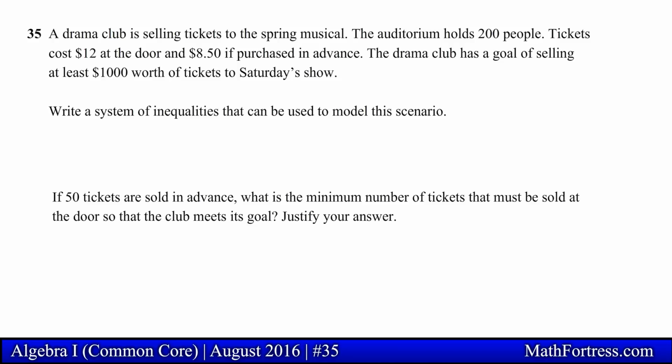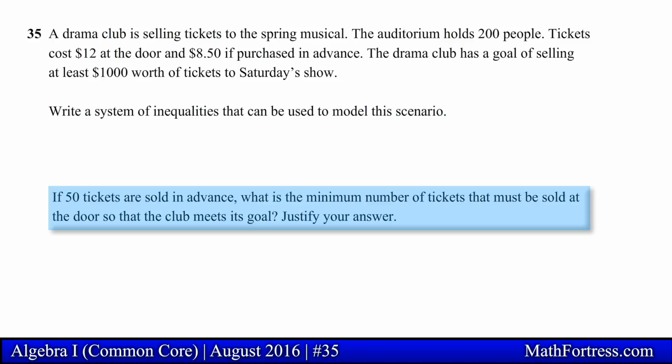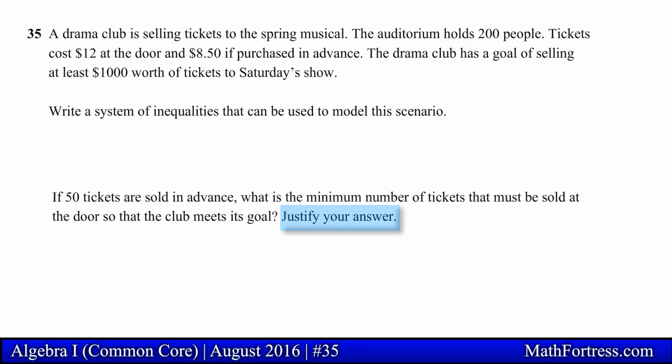If 50 tickets are sold in advance, what is the minimum number of tickets that must be sold at the door so that the club meets its goal? Justify your answer. In this problem, we need to write the system of linear inequalities that models the scenario. We also need to determine the minimum number of tickets that must be sold at the door if 50 tickets are sold in advance. Lastly, we need to justify our answer.